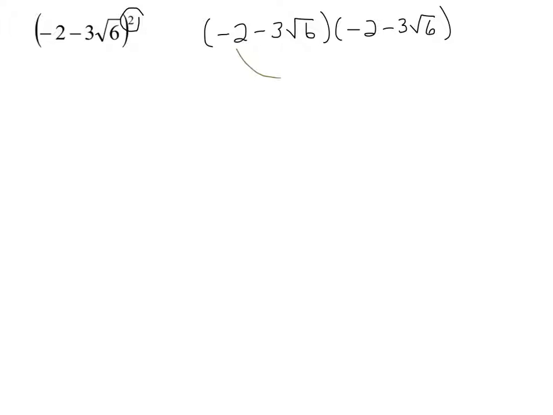So we'll go negative 2 times negative 2, which is positive 4. Negative 2 times negative 3 radical 6. So there's no radical in this one, so we just multiply the numbers. So it's plus 6 radical 6. These inner terms would be the same thing. So that's plus 6 radical 6.